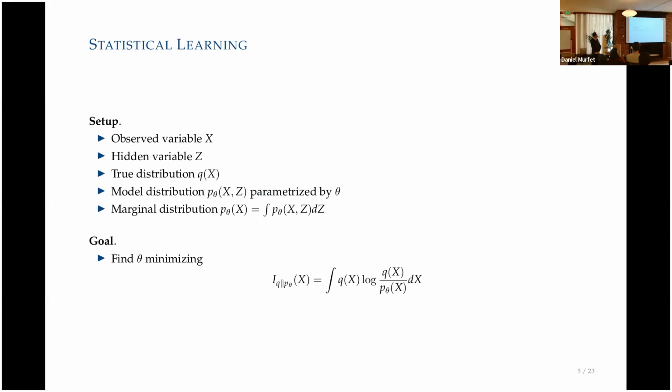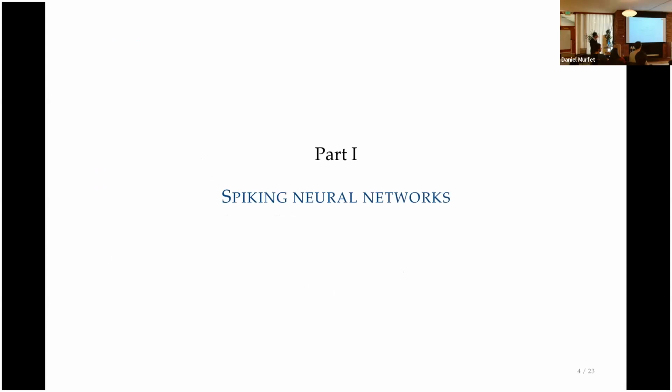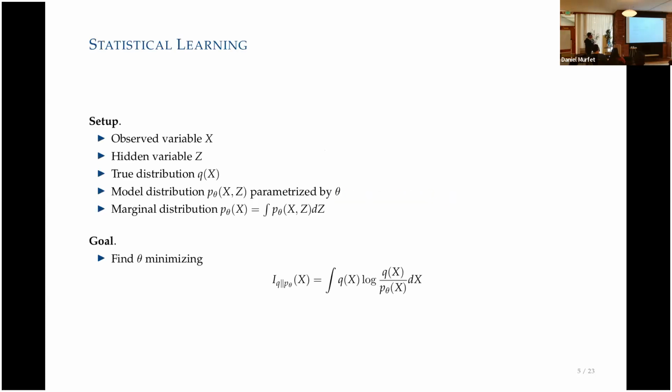So let me start with the setup. I'm not talking about neural networks in general. I'm just going to talk about a statistical model in general, in statistical learning. Are we going to be talking about purposes? No, unfortunately, no. I'm trying to keep most of the technical details out of this. Good question.